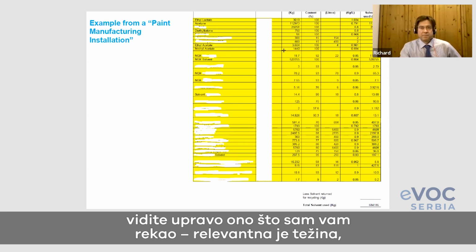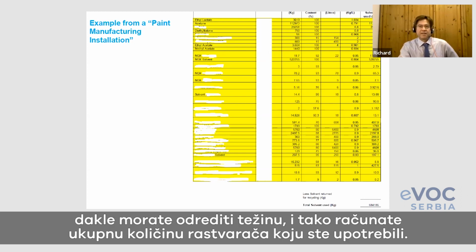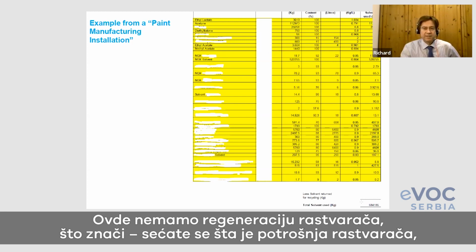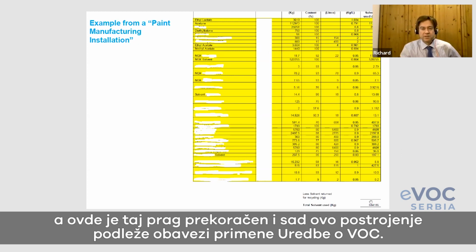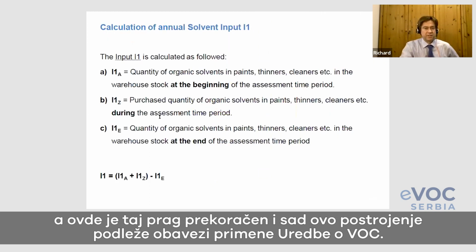You see exactly what I told you, and here you see the important thing is the weight. Yes, that's the most important thing. Finally, you need to determine the weight, and then you can calculate the total solvent you have used. Here we have no recovery. That means, if you remember, what is the solvent consumption? It is I1 minus O8. So here we have just I1. Because the threshold is 100 tons per year, it is exceeded here, and that installation is now under the scope of the Serbian VOC decree.